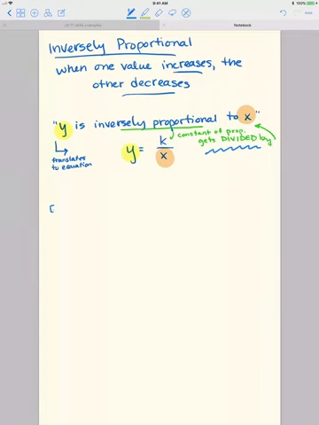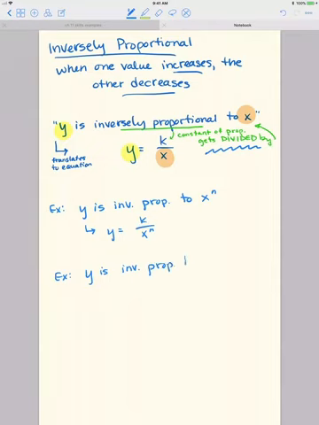So for example, if it says y is inversely proportional to your power function x to the n, that would translate to y equals constant divided by x to the n. Or if it said y is inversely proportional to the cube root of s, just to throw in a different variable, then your equation would be y equals k divided by cube root of s. Okay, and then most likely it would give you the input and the output, and you'd have to plug them in and find your constant. That's where this is headed.